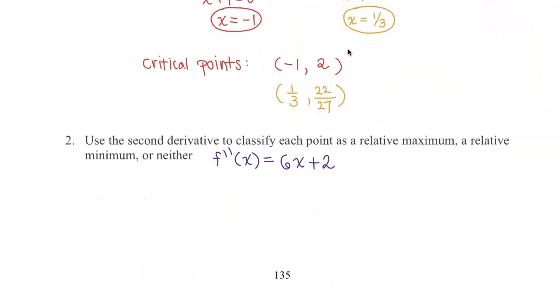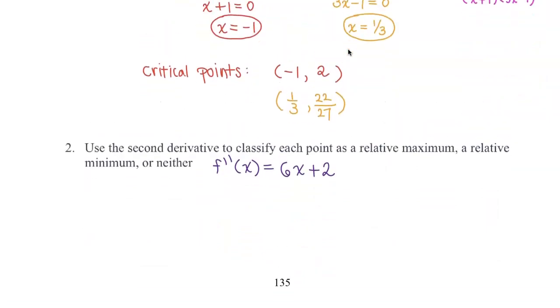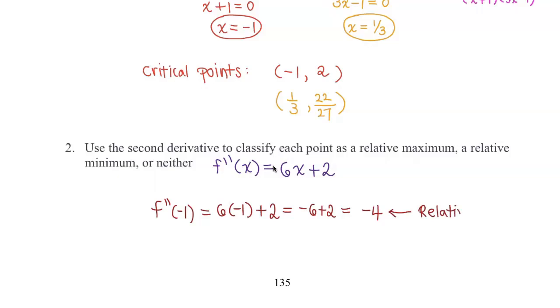Now, what we need to do is plug in these critical values into this second derivative, okay? So if I plug in that first critical value of -1, this right there, into this second derivative, what's going to be the sign? 6 times -1 plus 2. That is -6 plus 2. Well, that is definitely negative. Negative second derivative tells us that we must be looking at a relative maximum.